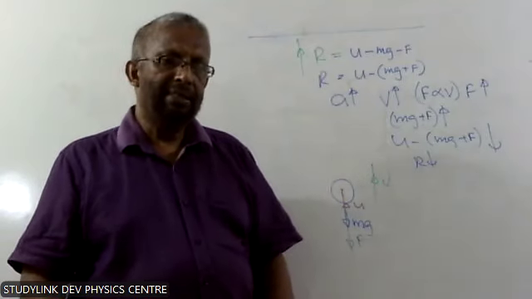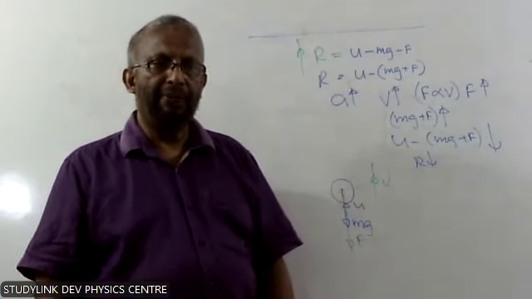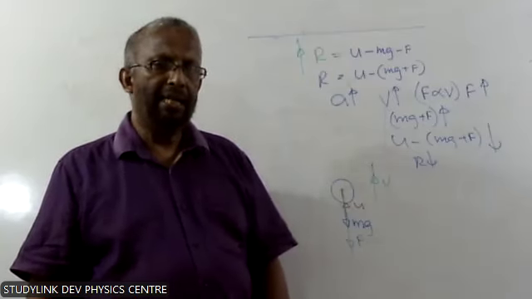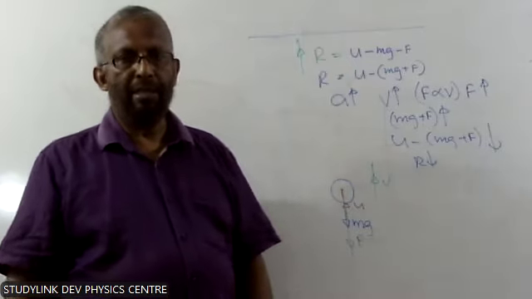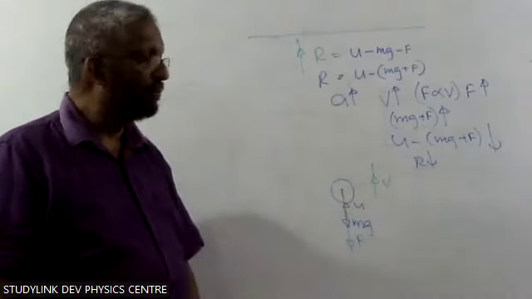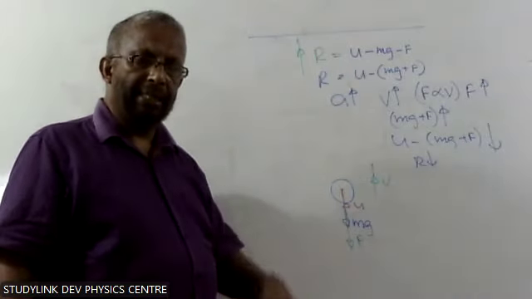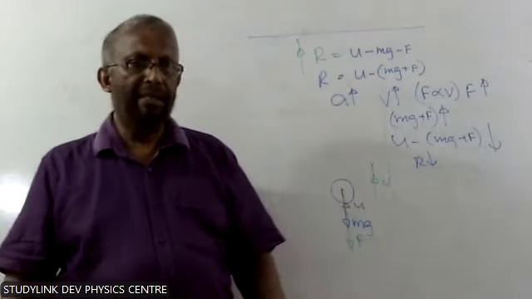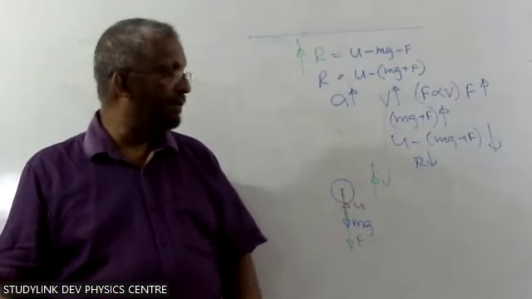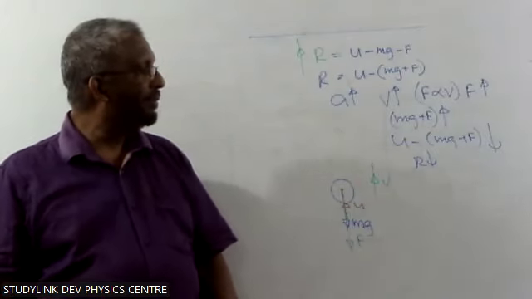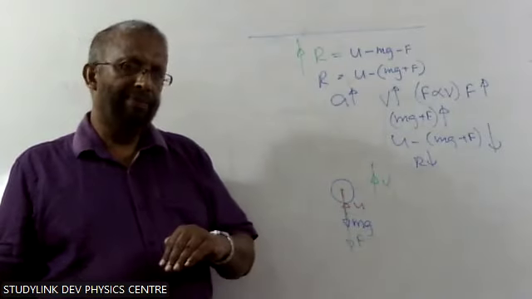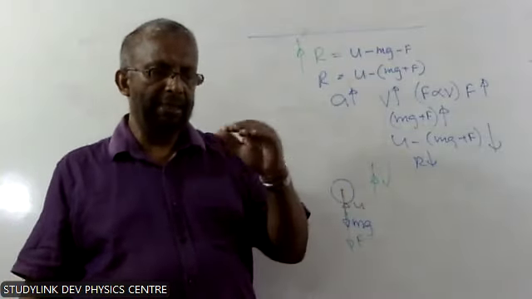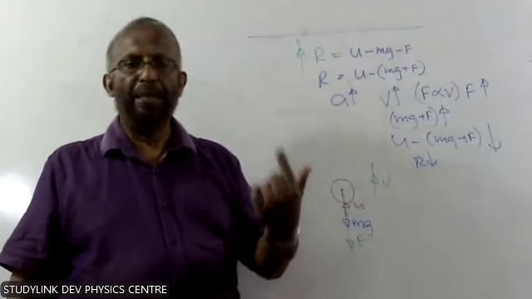But since there is a resultant force, there is still an acceleration vertically upwards. That acceleration is less than the earlier one. That means the velocity of the sphere still increases.